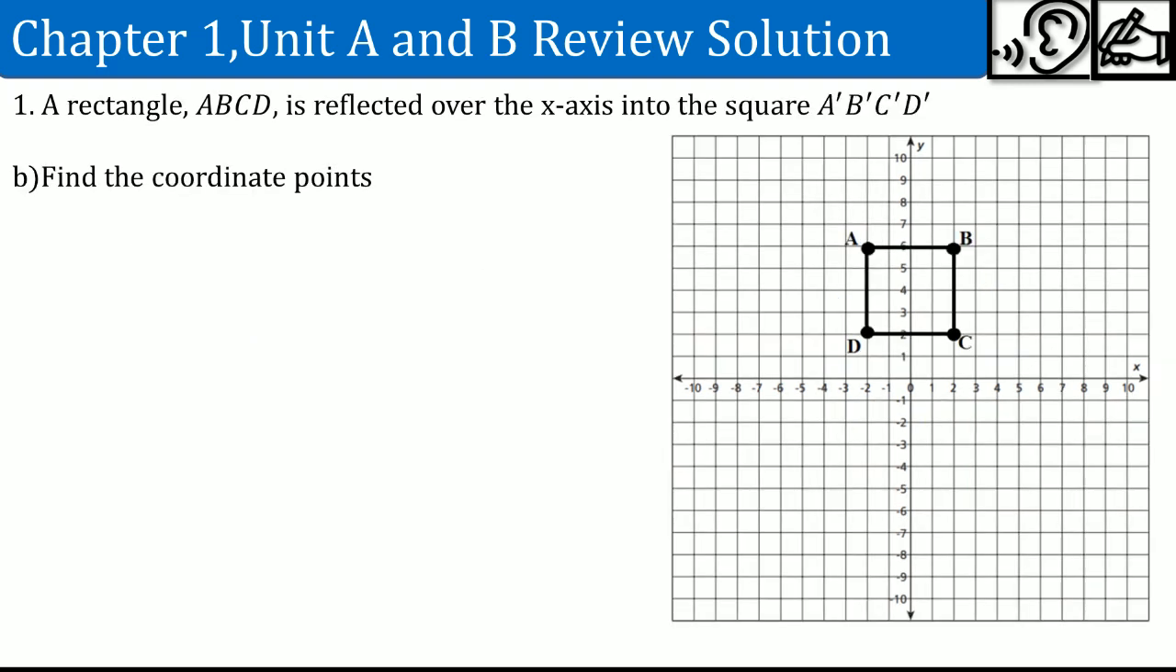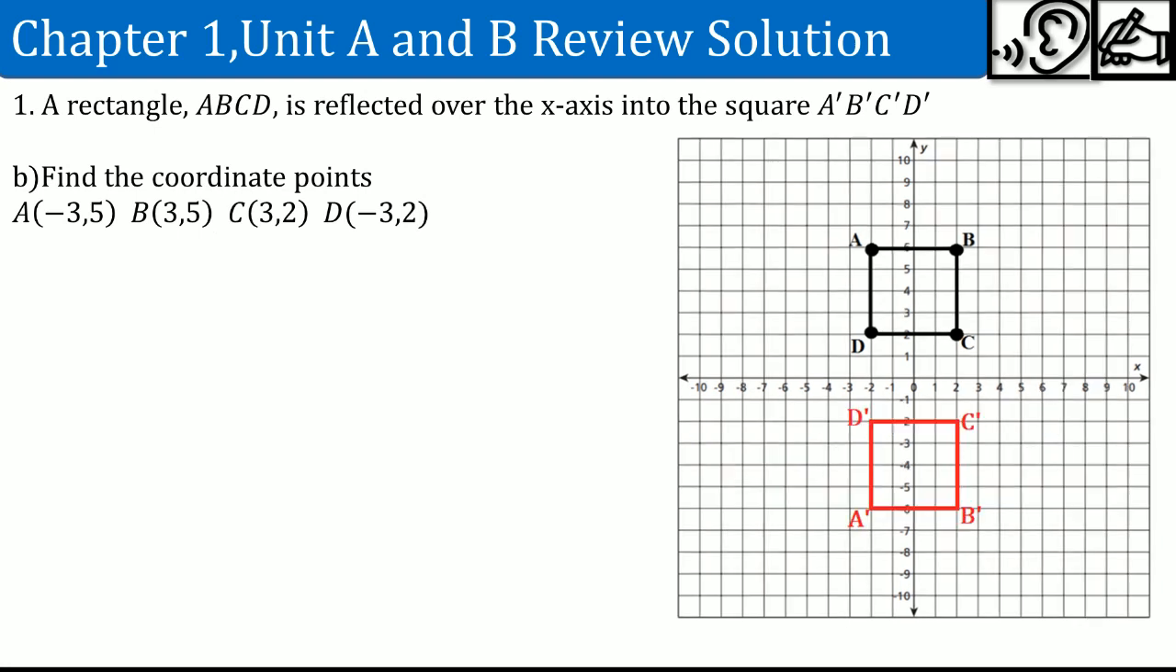This is number B. This has a square, so this should be a square reflected over the x-axis to make another square. Okay, I copy pasted. Sorry for that mistake. Those are its points. A right now is negative 3 comma 5. B is 3 comma 5. C is 3 comma 2, and D is negative 3 comma 2. This is what it looks like after the reflection over the x-axis.